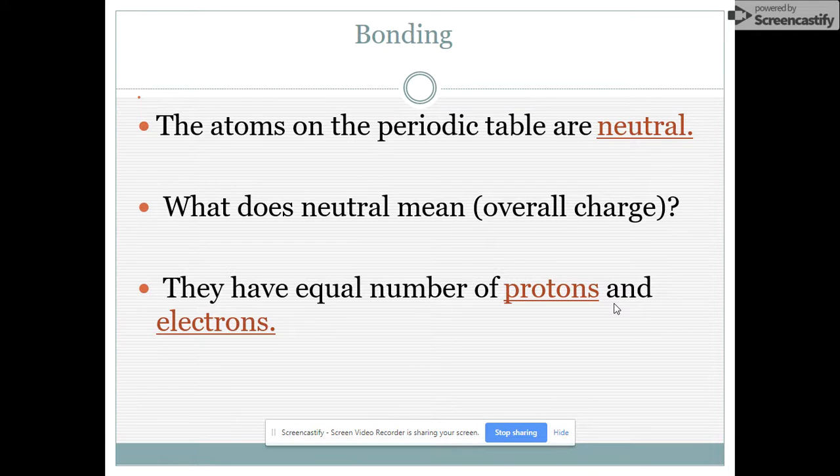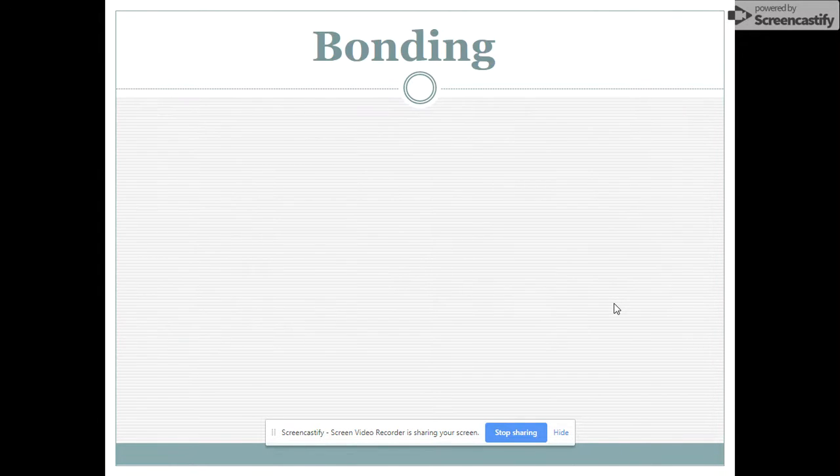Whenever we've looked at atoms so far, especially when drawing Bohr models, we've always said the protons and the electrons are the same. So this means that all of the atoms we've looked at on the periodic table have been neutral. There's no overall charge because for every positive charge, there's also a negative charge that balances each other out.